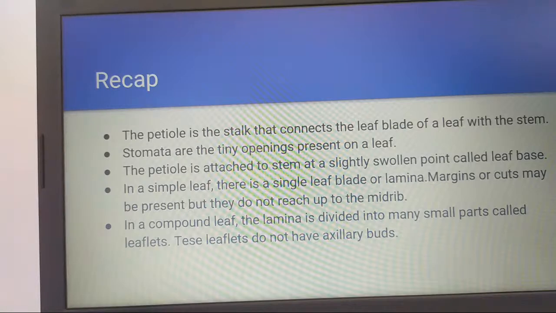Then we have discussed the types of leaves. There are two types. In a simple leaf, there is a single leaf blade or lamina. Margins or cuts may be present, but they do not reach up to the midrib. In a compound leaf, the lamina is divided into many small parts called leaflets. These leaflets do not have axillary buds.